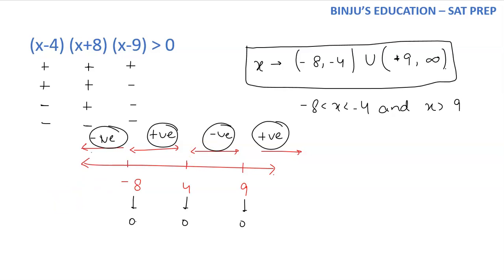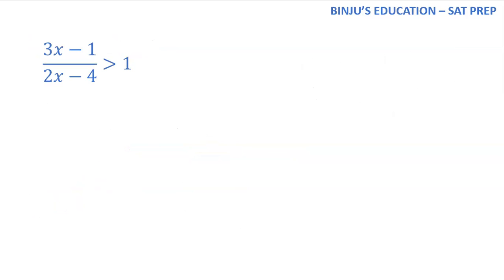Let's have a look at one more question. Now this method, the wavy curve method or the critical point method, also works when you have your inequalities in fraction form, in the numerator and denominator form. So let's look at this. First I'm going to solve this with the wavy curve method, and then I'm going to solve it by the a by b greater than 0 method also.